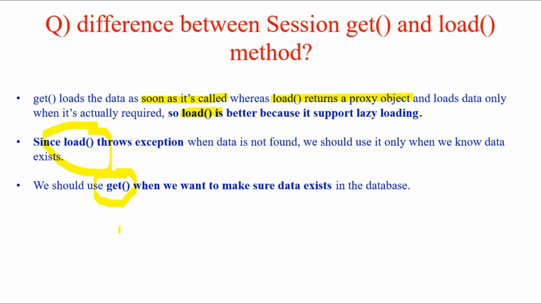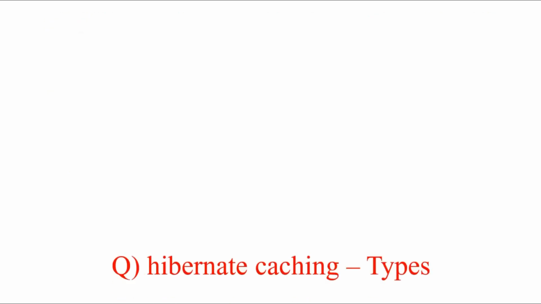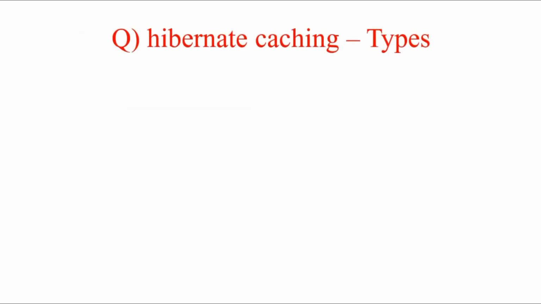But if you're not sure the data will be there in the database or not, and you don't want your application to abruptly stop then and there, use the get method. Okay, now the last thing, which is a very important part of the whole Hibernate thing, is the caching part.